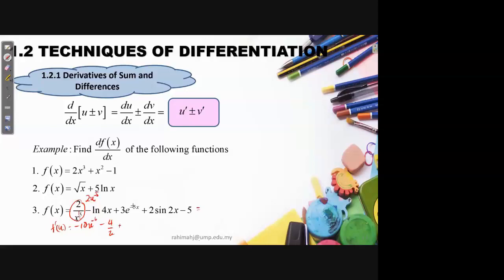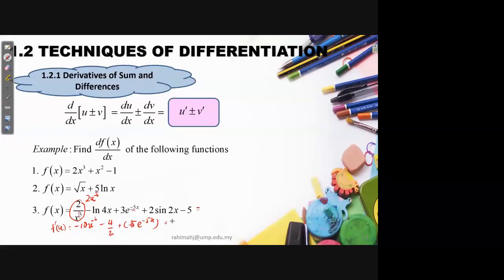Good. Differentiate this 3 e to the power negative 5x: negative 15 e to the power negative 5x. Very good. Remember, we just copy our exponential function, but we multiply with the constant in front of the exponent.